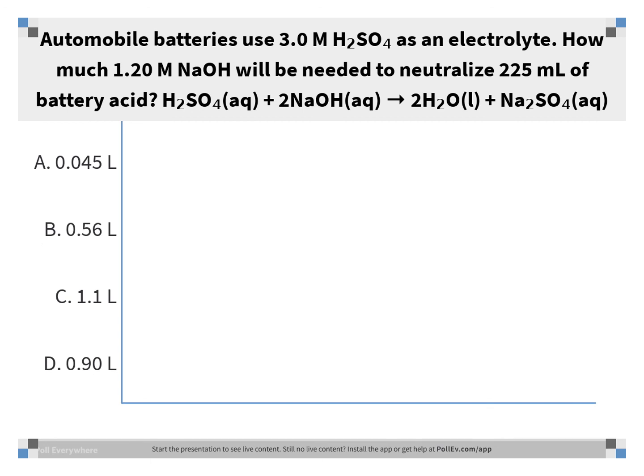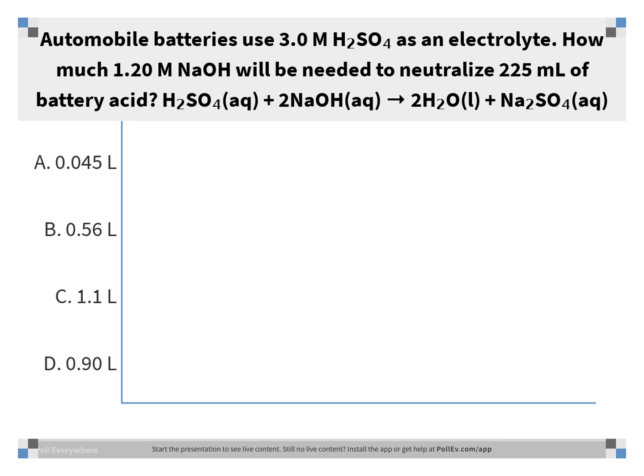The correct answer is C, 1.1 liters. We start with the moles that we can figure out, and then do a mole-to-mole conversion for the thing that we don't know yet. The moles that we can figure out in this case are going to be based on the sulfuric acid. We have a known concentration, which is 3 molar, and a known volume of the acid, which is 225 milliliters. We change milliliters into liters and plug it into our rearranged form of the molarity equation. Moles equals molarity times liters. That will give us moles of acid.